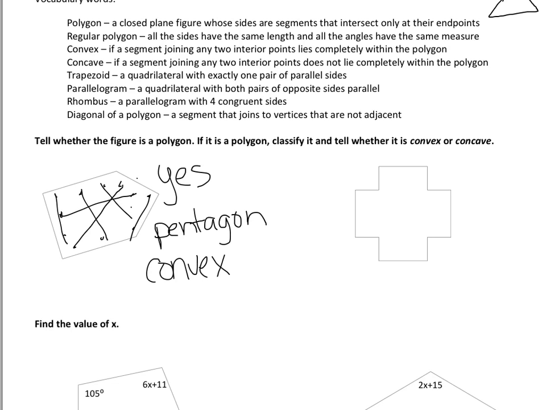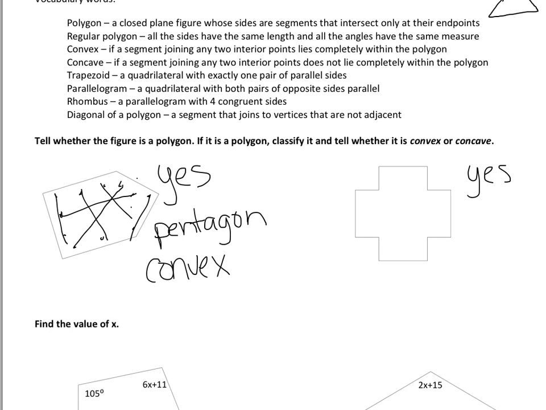Okay. Now, let's look at this plus sign looking thing. First of all, let's decide if it's a polygon. If we ask ourselves, is it closed? Well, yes it is, because all of these endpoints here are not open, it's all closed. And where all the sides intersect, they are all at endpoints. So yes, this is a polygon.